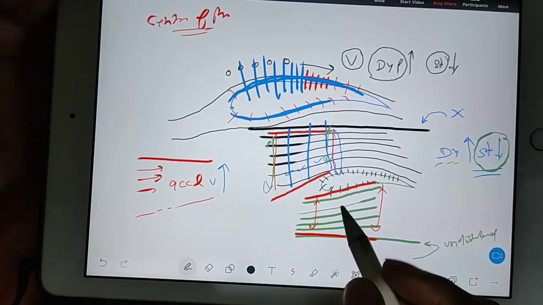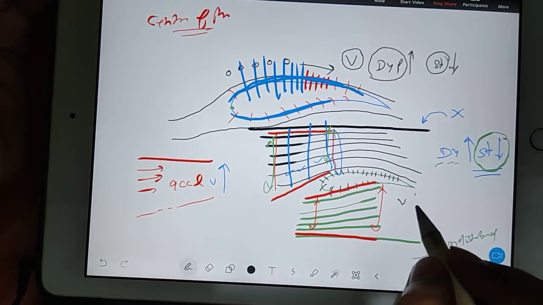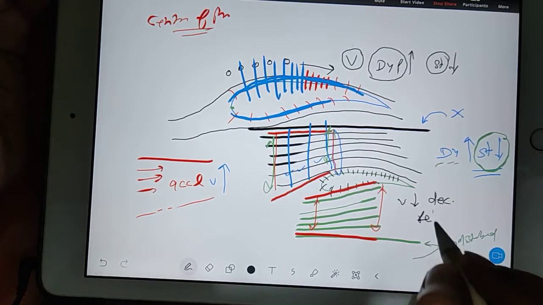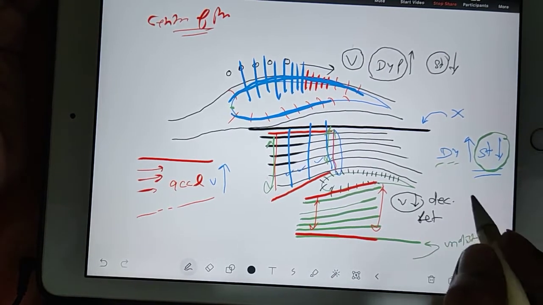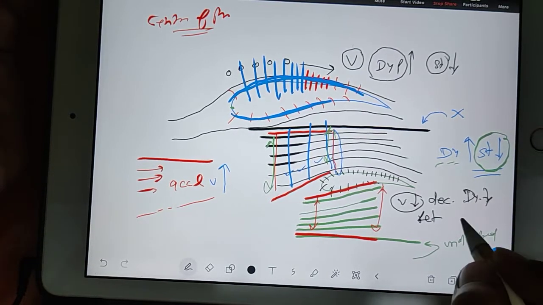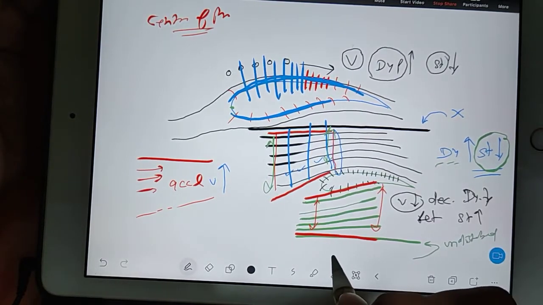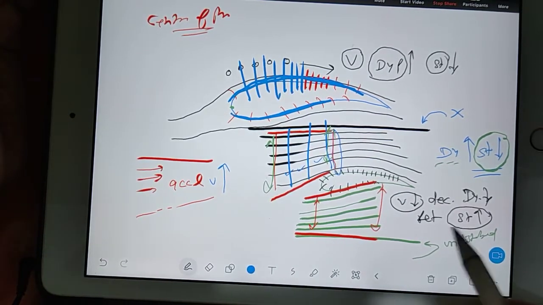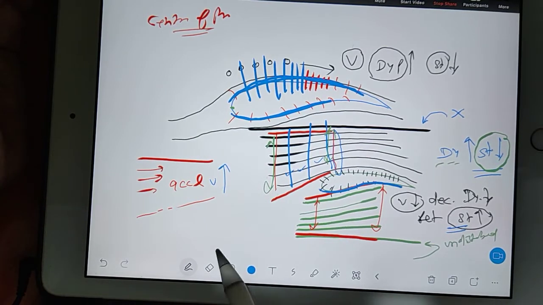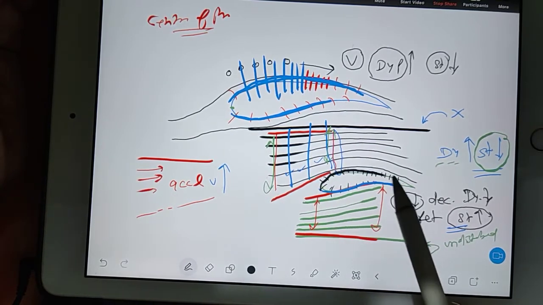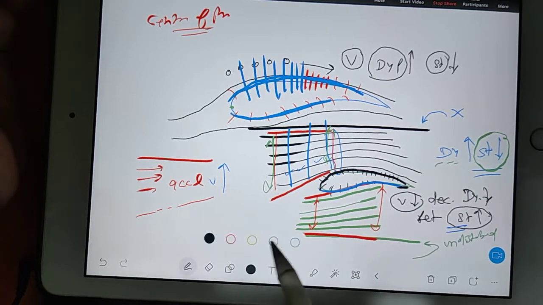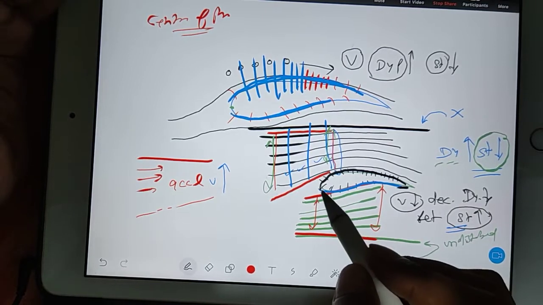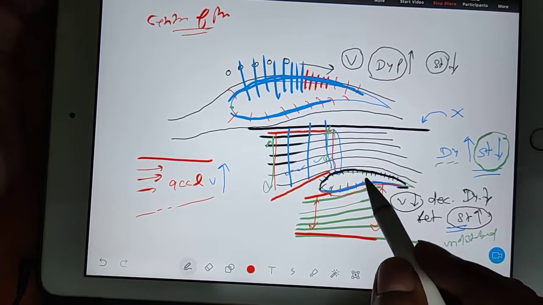Actually, a divergent shape has a property: flow will decelerate here. So when velocity decreases, your dynamic pressure will decrease, and because of that, your static pressure will increase. So overall, you can check here: static pressure is increasing at the bottom surface, but at the top surface it was decreasing. It means at the top, whenever pressure decreases, we experience vacuum. Whenever pressure increases, we experience more pressure, positive extra pressure.